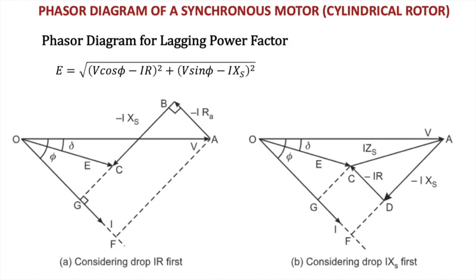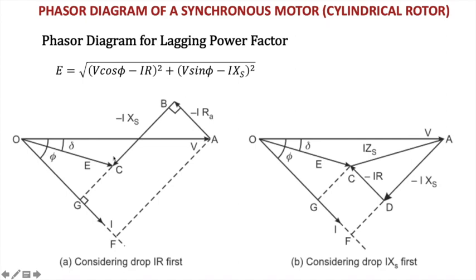Now the phasor diagram of the synchronous motor. We are considering a cylindrical rotor here. The armature current is IA, with synchronous impedance ZS and synchronous reactance XS. There is no consideration of salient pole rotor reactances; that will be studied in the next lecture.